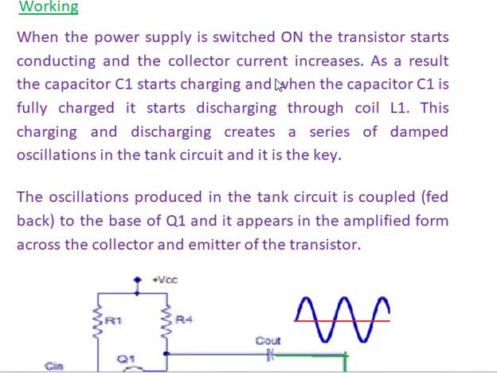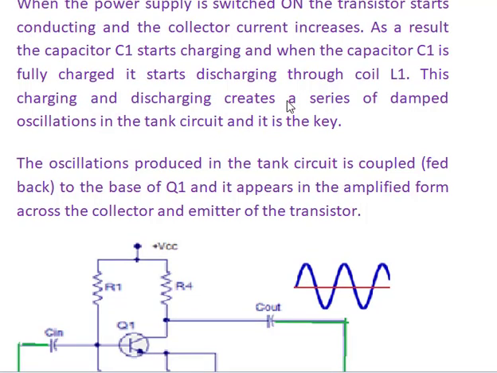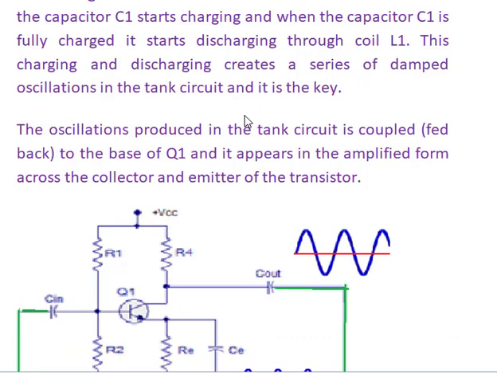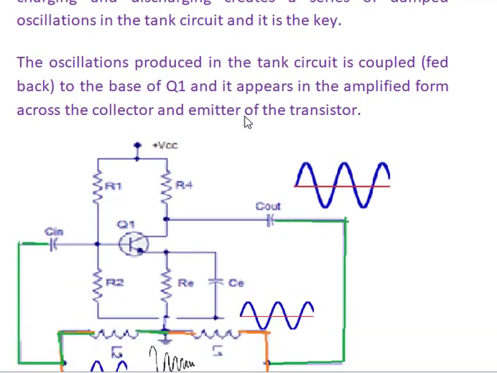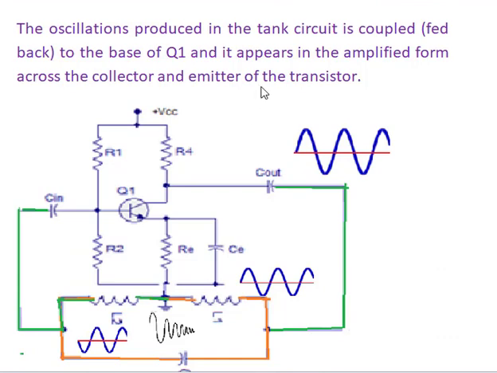When the power supply is switched on in the circuit, the transistor starts to conduct and the collector current increases. As a result, the capacitor C1 starts discharging. Initially, it is charging using the DC power. When the capacitor C1 is fully charged, it starts discharging through the coil L1. This charging and discharging creates a series damped oscillation in the tank circuit, and it is the main part to generate the damped wave as we have discussed.